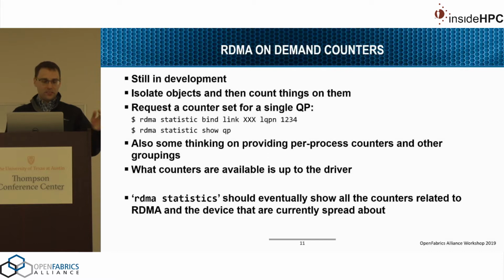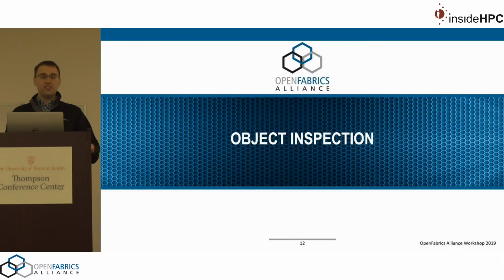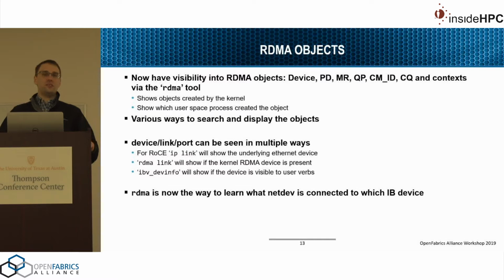Now, the rdma tool originally started as a way to look at what objects are in the system. So it started out as being a way to kind of duplicate things like ip link and ss, except with the RDMA information integrated into them. And it's grown lately, and we now can see pretty much all of the major objects that compose the RDMA subsystem. So you can have visibility into how many QPs your processes are using, or MRs and QPs and contexts and all of these things.